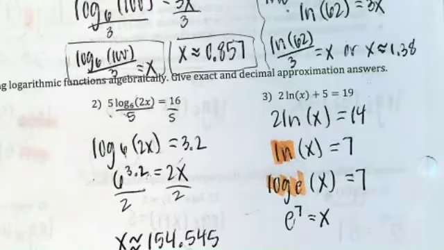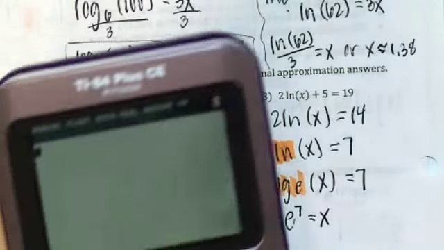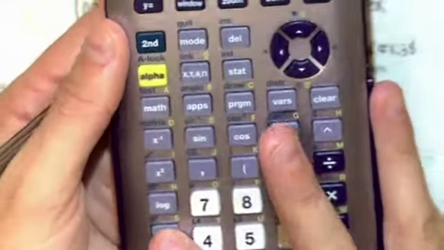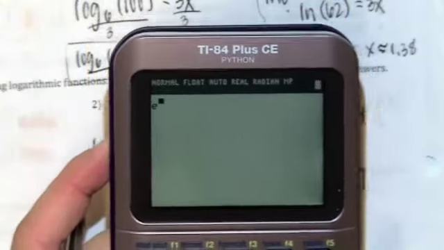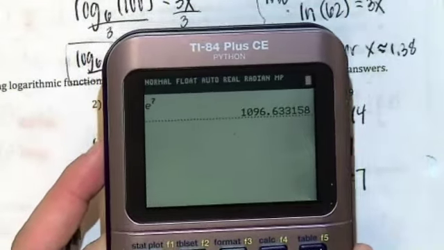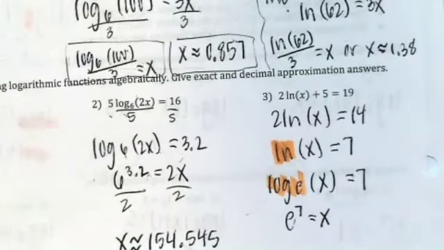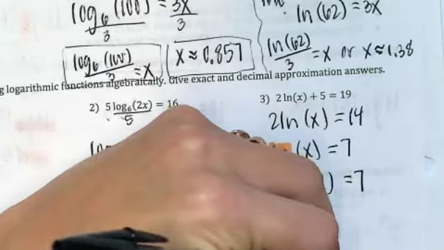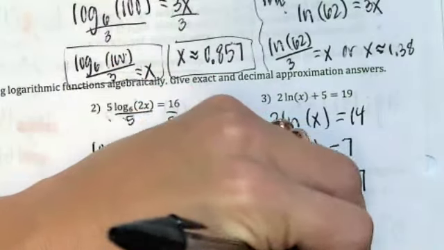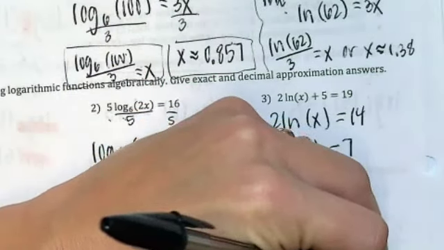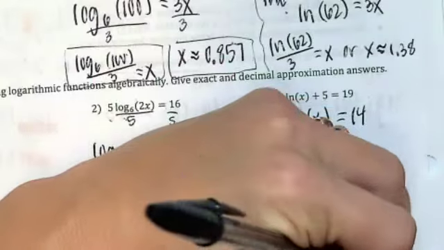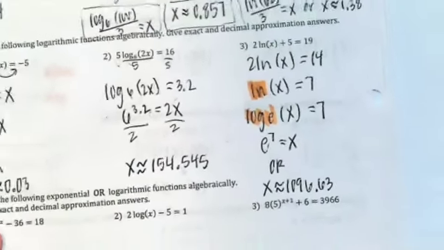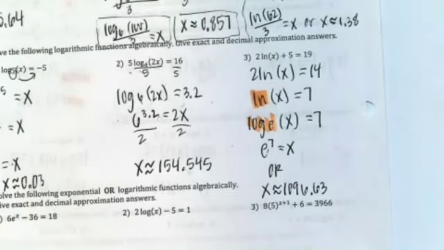You can also put e to the 7 in your calculator. Remember, e is the one with natural log, so I'm going to put second ln to get e to the power of 7 to get an approximated answer. So that approximated answer is 1096.63. Sorry about that. Keep forgetting to zoom out for that last little bit.